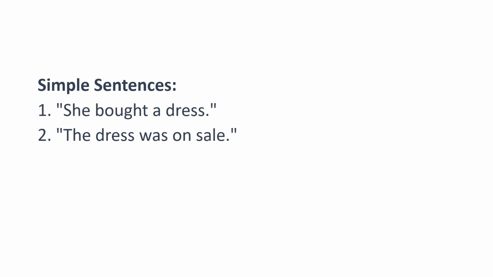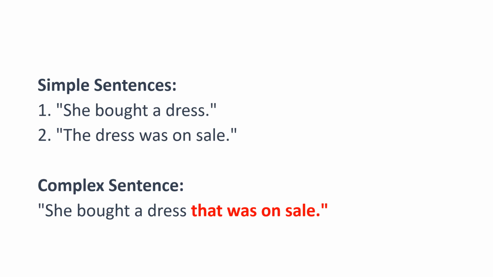Here are two simple sentences. 1. She bought a dress. 2. The dress was on sale. Make a complex sentence. She bought a dress that was on sale. She bought a dress is independent clause. That was on sale is adjective clause, which is dependent clause.